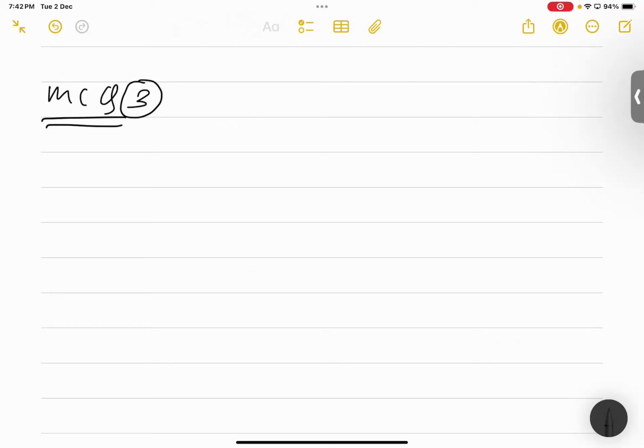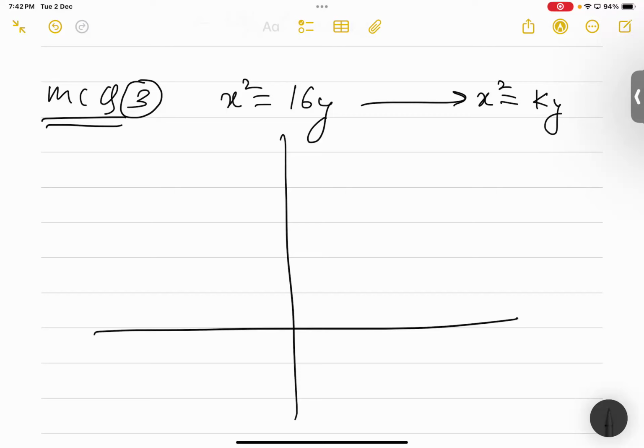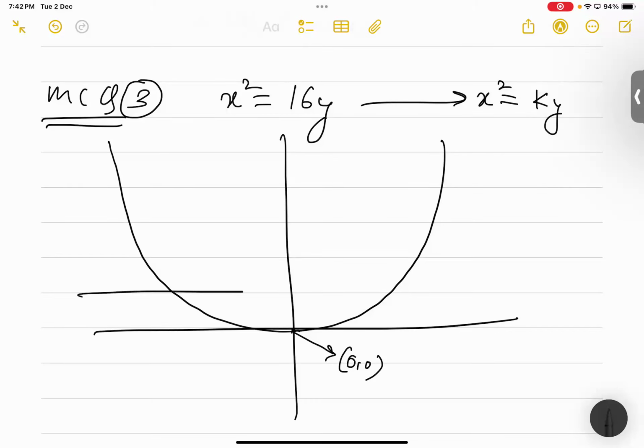Curve. What is a curve over there? X square is equal to 16y. How do I come to know that this curve is a parabola? One of the variable has a square. Which format is this? X square is equal to ky. Okay. Now what after this? Parallel to y-axis. So it's vertical parabola. This is the origin 0, 0. Now what are the lines given to you? Now for the first time in the chapter, they are using x-axis, origin, y-axis.